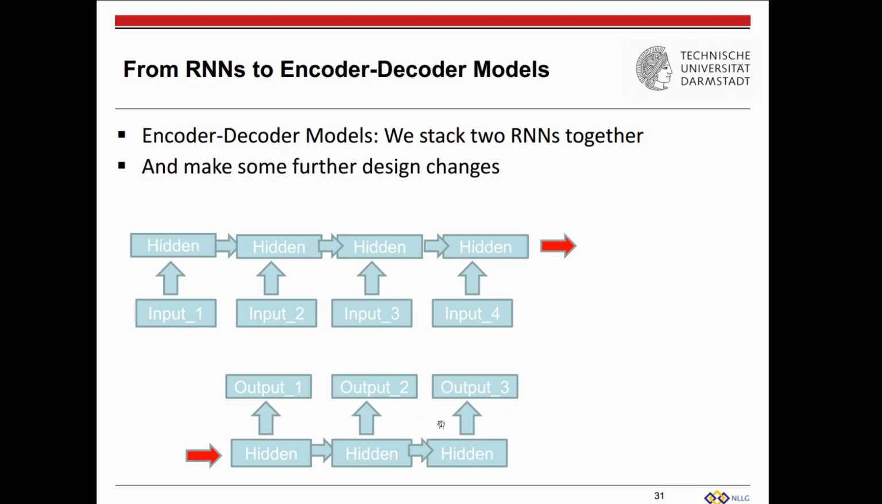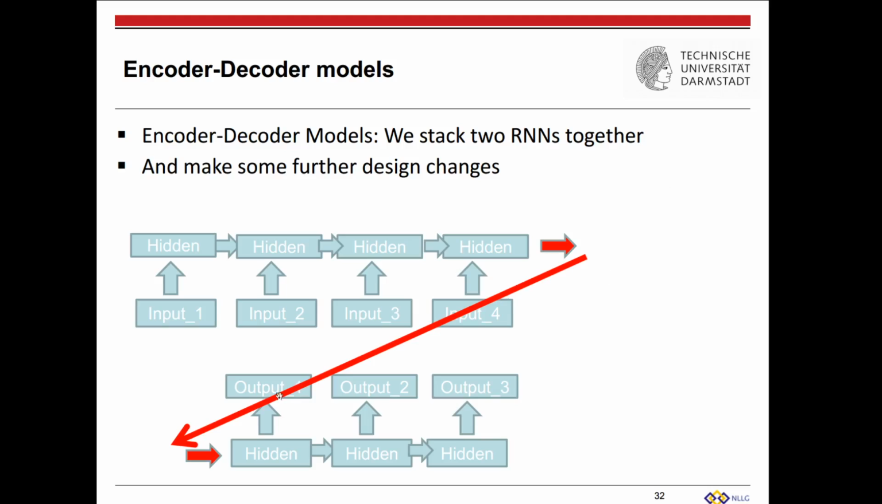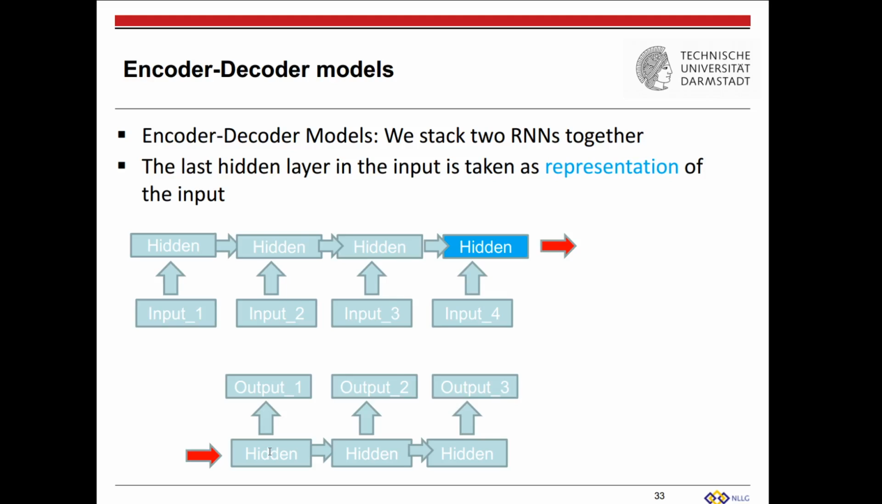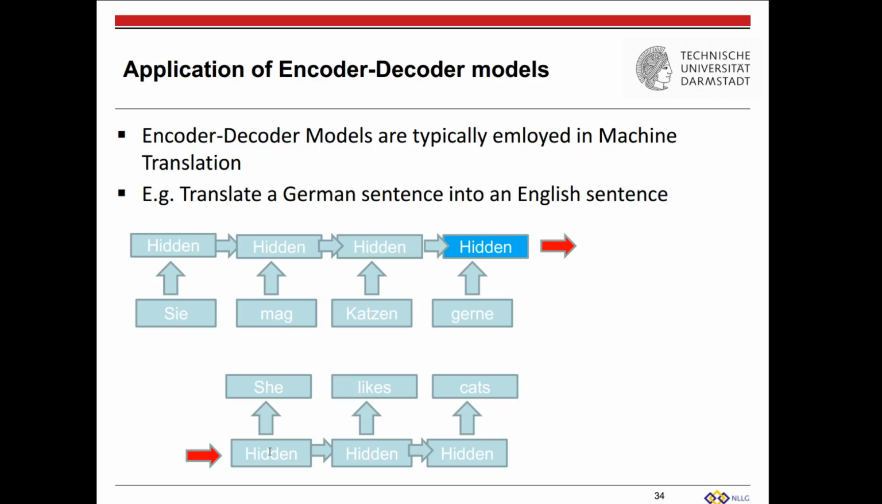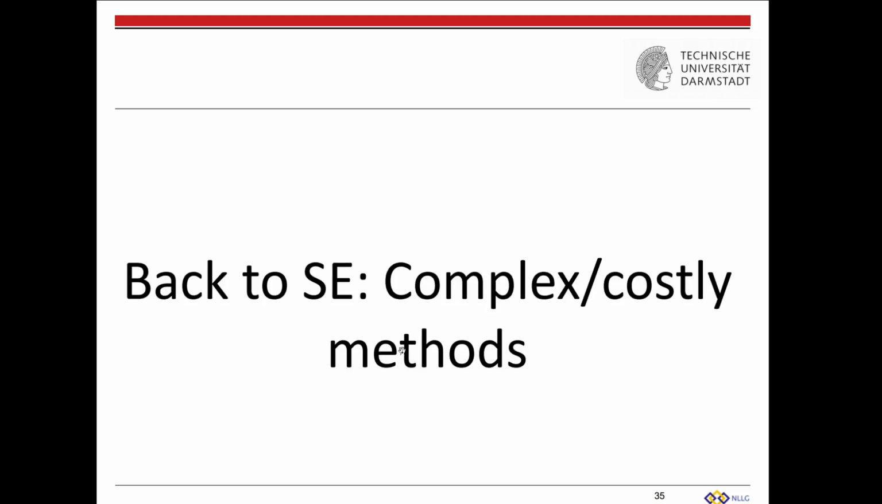And we predict as long as we have not seen a special symbol that indicates the end of the prediction process. And as I said, the value of the last hidden layer is fed into the first hidden layer of the second RNN. And the last hidden layer is the representation of the input, as I have said. And of course, the most popular application scenario of these models in the last few years has been machine translation, where you translate a German sentence into an English sentence, or any other language pair that you may come across.